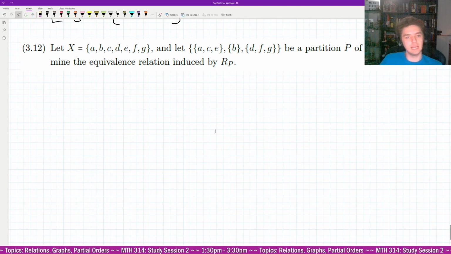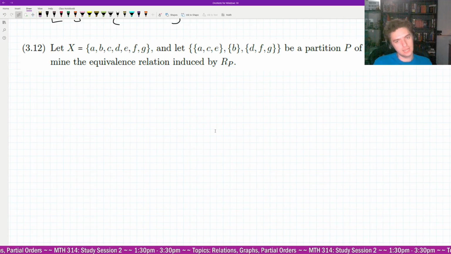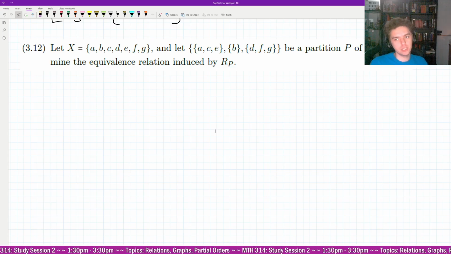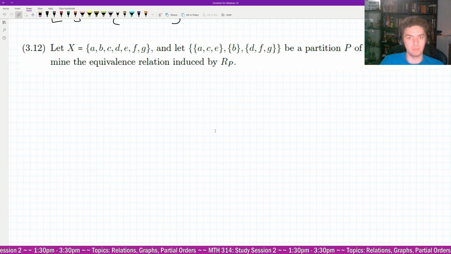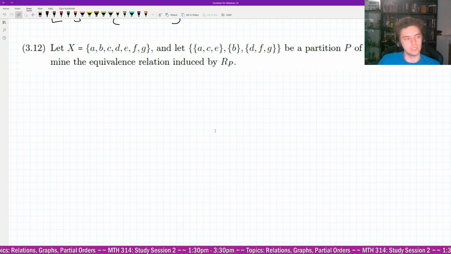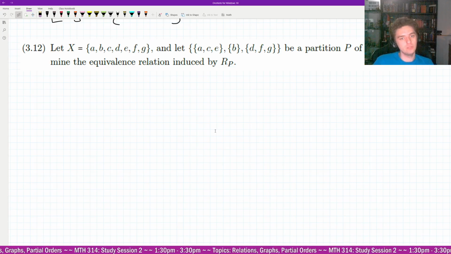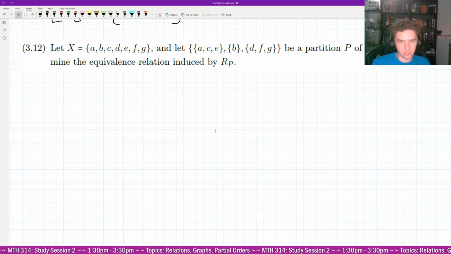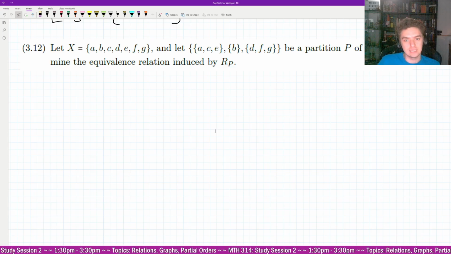Let X be the set {A, B, C, D, E, F, G}, and let the sets {A, C, E}, {B}, and {D, F, G} be a partition P of X. First of all, it is a partition because those are mutually disjoint sets whose union is X. Determine the equivalence relation induced by RP. So RP is just the equivalence relation which causes this partition.